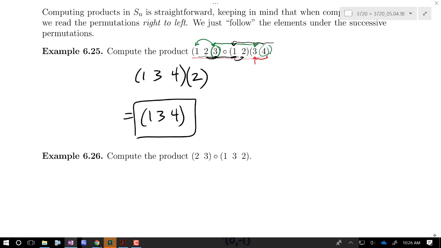Let's try another one. So let's find this product. Where should it send 1? To 3. It first sends 1 to 3, but then we chase it back, and we go to 2. We notice 3 gets sent to 2 here, so 1 overall gets sent to 2. And now that I'm at 2, we can examine where it sends 2.